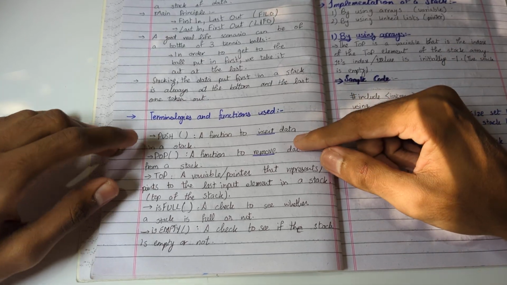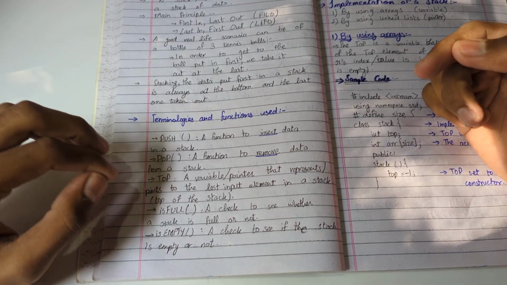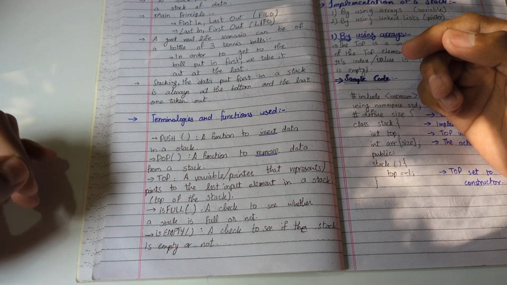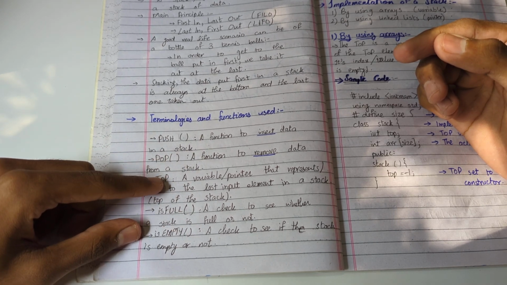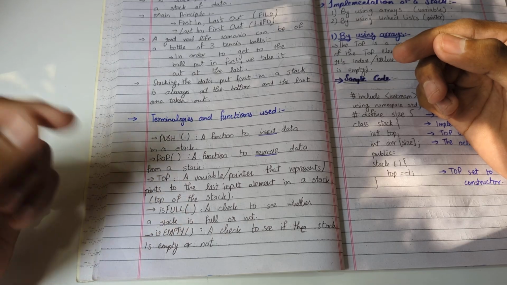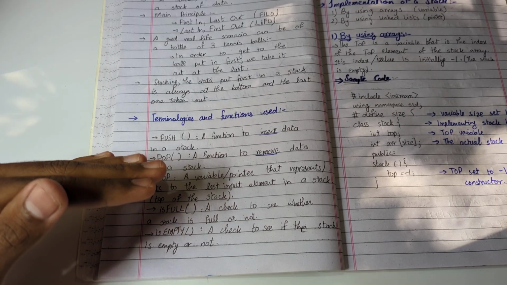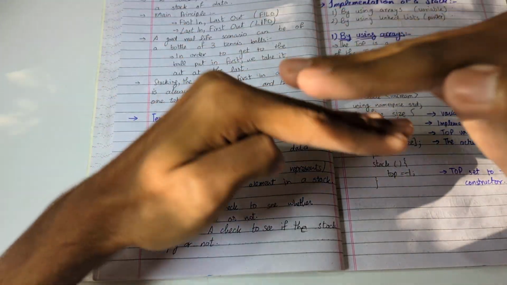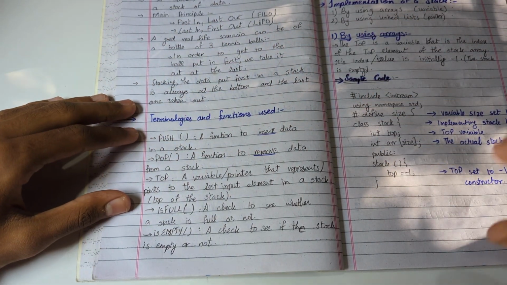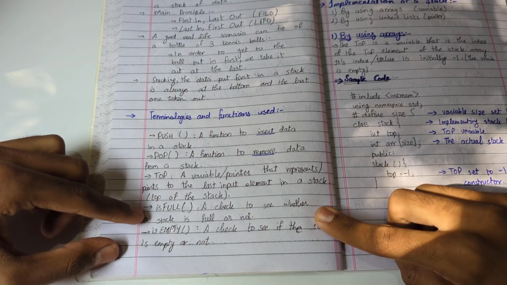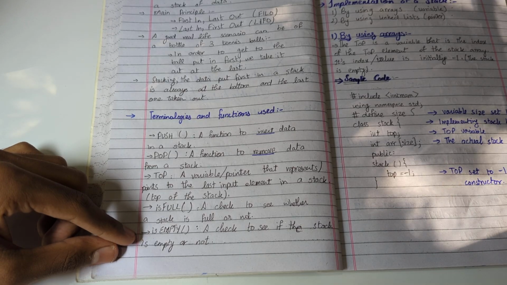Okay, so terminology and functions used in a stack. First off, we have a push function. It's basically a term used to insert data in a stack. Then is the pop function, a function that is used to remove data from a stack. Then we have a top. A top is basically a variable or a pointer that represents or points to the last input element in a stack. Basically, the topmost element of a stack. Like there's a stack, the top pointer or variable will represent the topmost value or data in the stack. IsFull is a function that is used to check whether our stack is full or not. Then the isEmpty function is used to see whether our stack is empty or not.